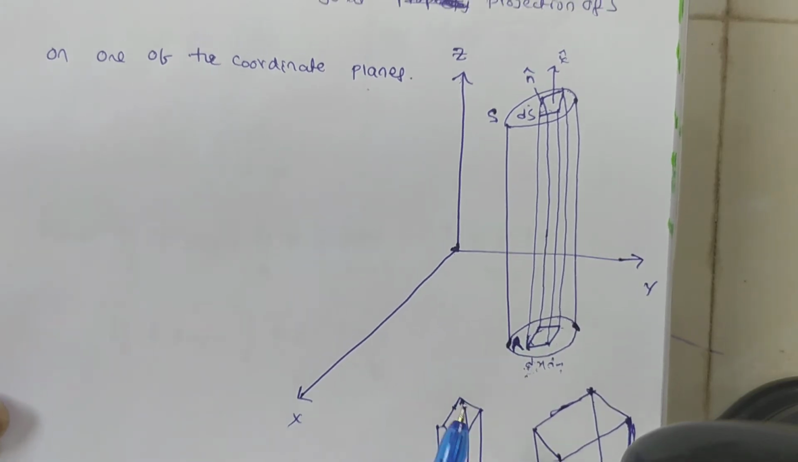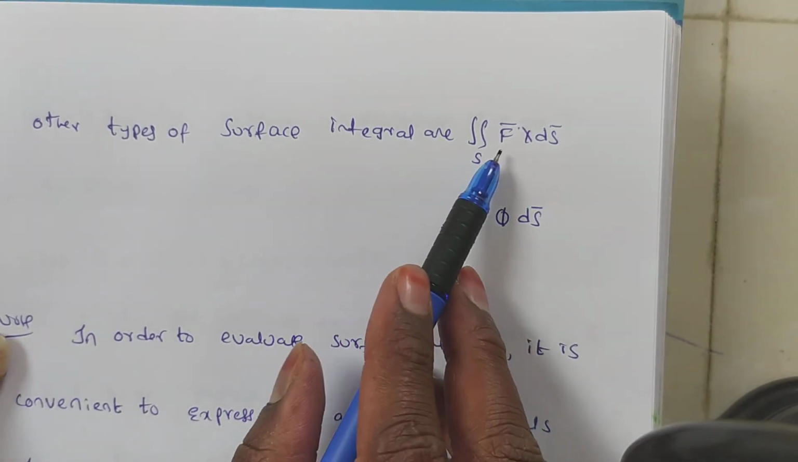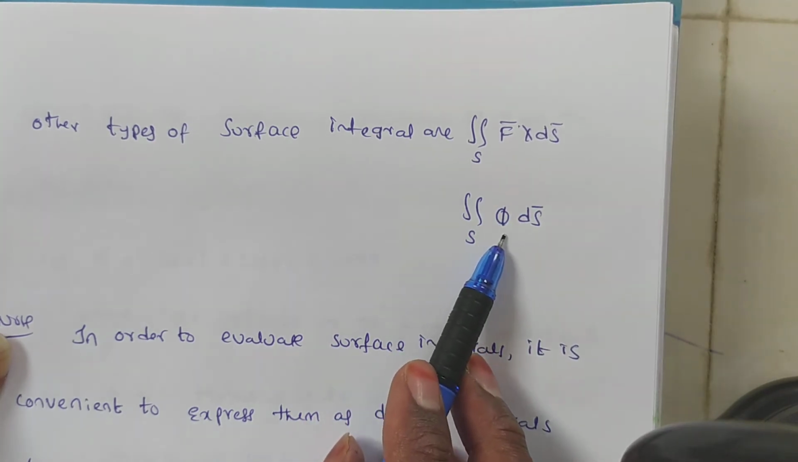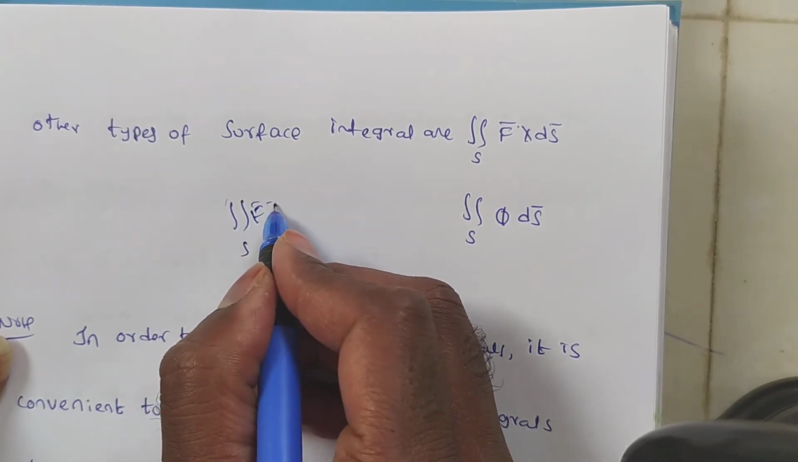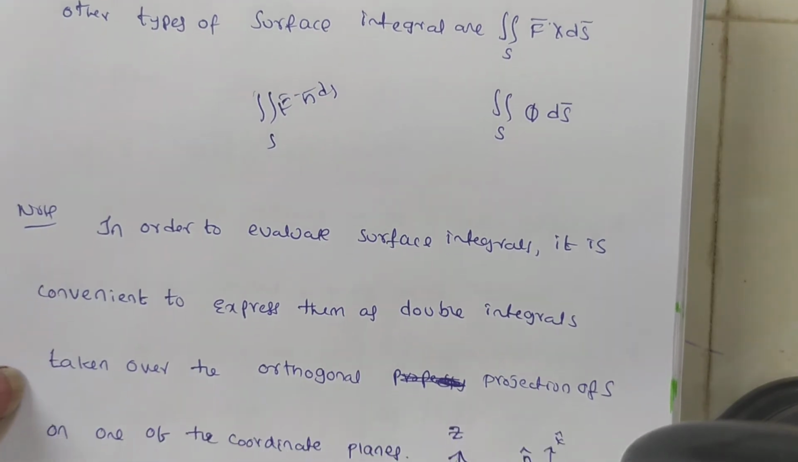Now the types of surface integrals we have are: double integral over S of F cross dS bar; next, double integral over S of phi dS; and previously what we discussed, double integral over S of F bar dot n bar dS. These are 1, 2, 3, the types of surface integrals we have.